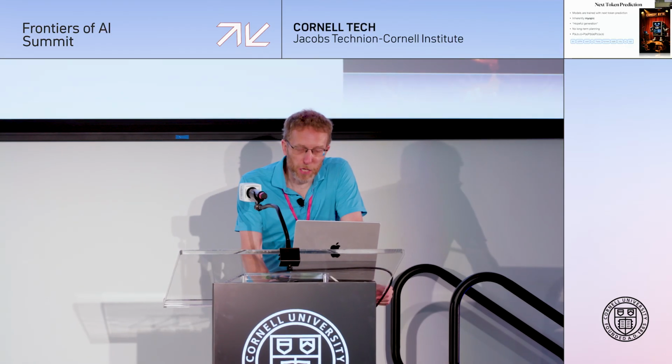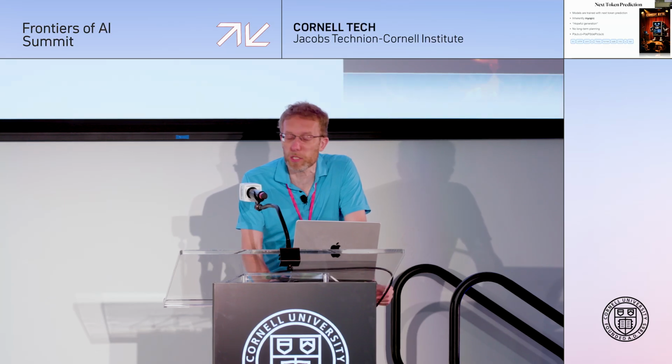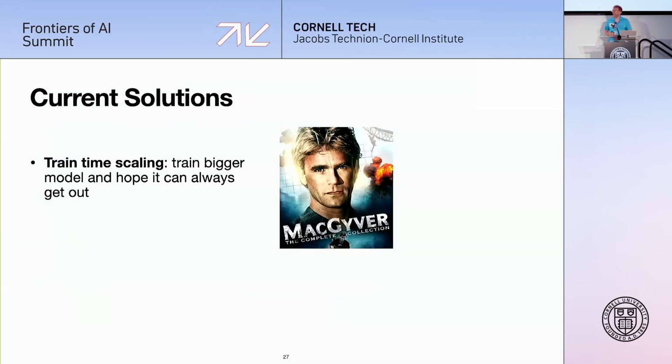So how do we get out of this, right? And how do we make sure the language model doesn't corner itself? I came to 2 different solutions. The first one is what I call the MacGyver solution. Does anyone remember MacGyver?